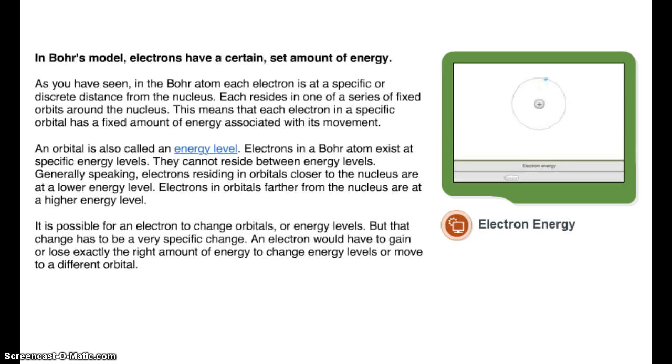In Bohr's model, electrons have a certain set amount of energy. As you have seen in the Bohr atom, each electron is at a specific or discrete distance from the nucleus. Each resides in one of a series of fixed orbitals around the nucleus. This means that each electron in a specific orbital has a fixed amount of energy associated with its movement.